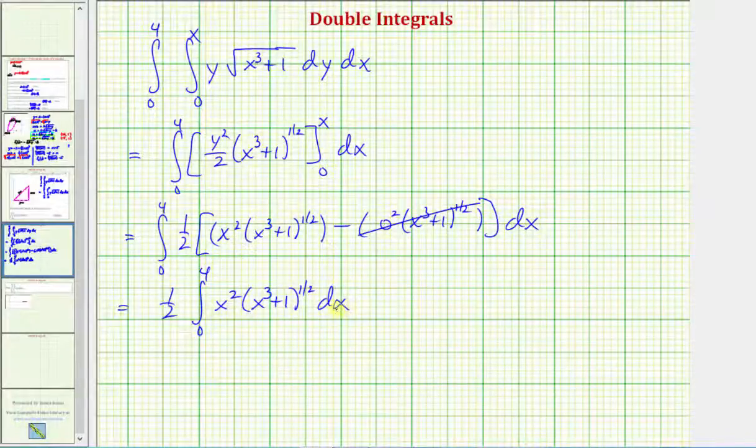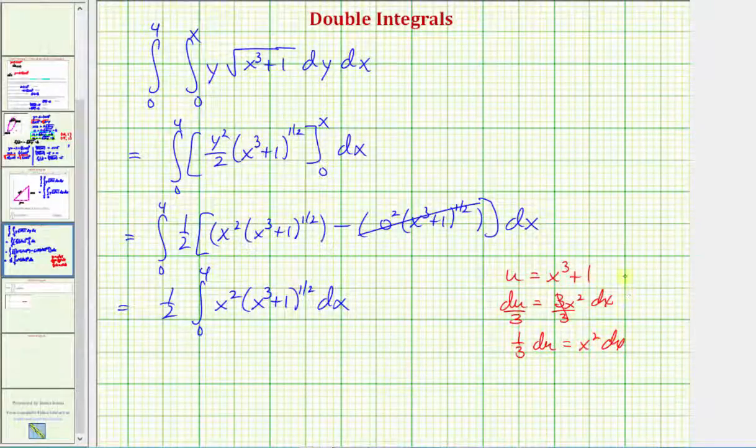Notice here we do have to perform u substitution, so we'll let u be equal to x to the third plus 1. So differential u is going to be 3x squared dx. Notice that we have x squared dx, so let's go ahead and divide both sides by 3. So we have 1/3 du is equal to x squared dx. So in terms of u, all of this would be, again, x squared dx is equal to 1/3 du. And because u is equal to x cubed plus 1, this would be u to the 1/2.